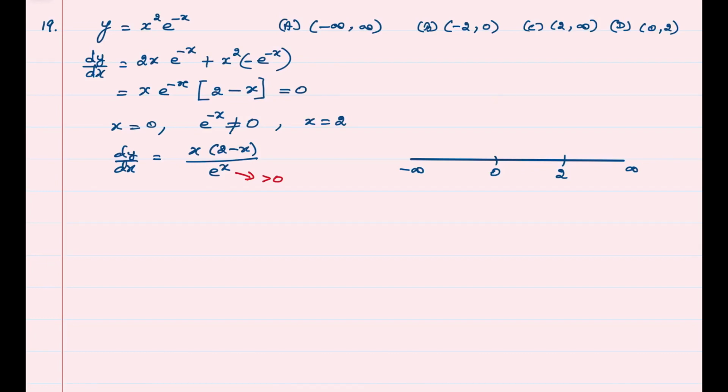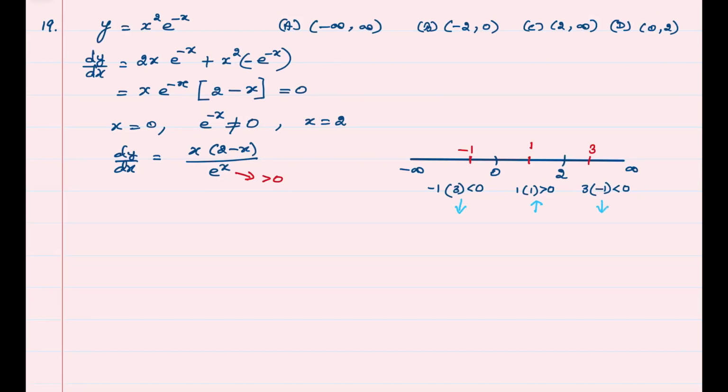Let us check in the first interval. We will take the value minus 1. It is enough if we check the numerator, x into 2 minus x. X is minus 1. 2 minus of minus 1 becomes 3, which is negative. And in the interval 0 to 2, we will check with the value 1. Let us check the numerator of dy by dx because we know that denominator is positive already. So, 1 into 2 minus 1. This is greater than 0. And from the third interval, we will take the value 3. Let us check the numerator of dy by dx. 3 times 2 minus 3, that is minus 1, which is negative. So, in the first interval, the function is strictly decreasing, in the second interval, it is strictly increasing, and in the third interval, it is strictly decreasing.